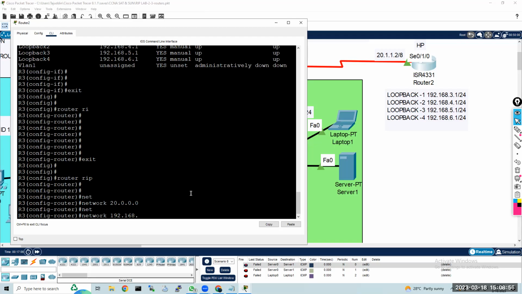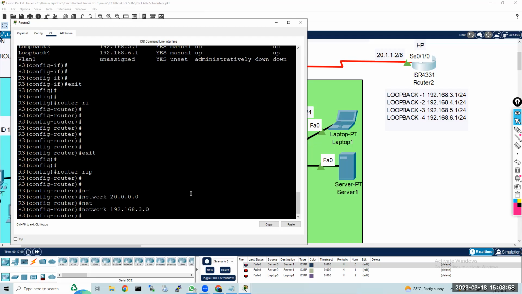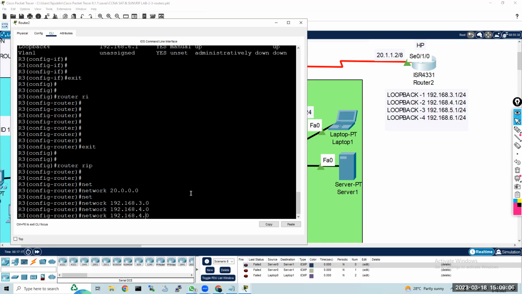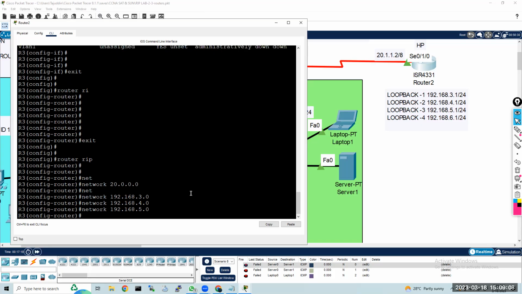192.168.3.0. Then next, one loopback, 192.168.4.0, 5.0, 6.0. Perfect.